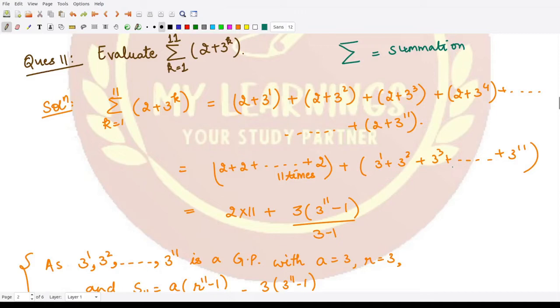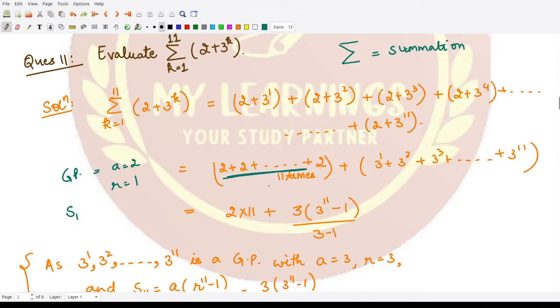Now you can very clearly see what this is. This is a GP. The first term here is 2. The common ratio here is 1. So what would be the sum of all the terms? The sum of these 11 terms would be equal to the first term a multiplied by the number of terms, which is 11. So the answer would be 2 into 11. This is simple addition of terms.